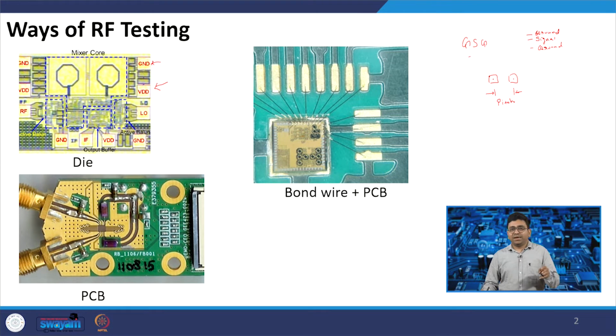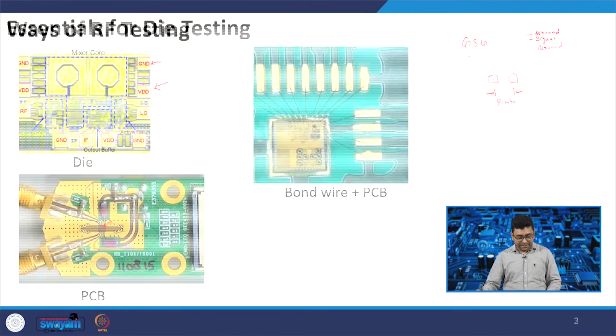So, another method is bond wire plus PCB. You can keep various pads, and they will be bond wired directly onto the PCB. Instead of the package, it will be bond wired directly on the PCB. Similarly, there is direct testing of the PCB, where you just need a PCB and a package. This is a package provided by the foundry. There are various kinds of packages available that you can use for RF testing. Now we will see each of these in detail.